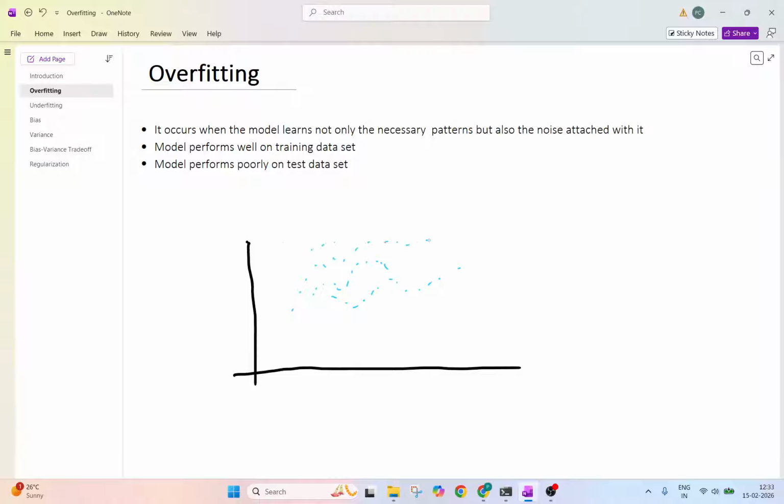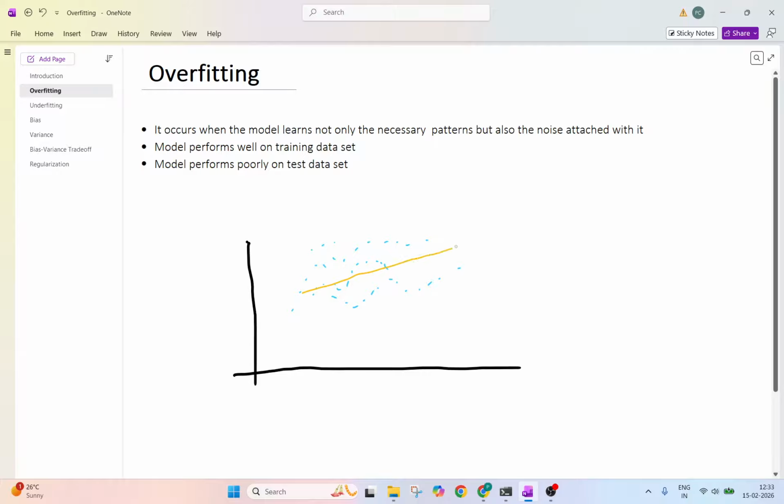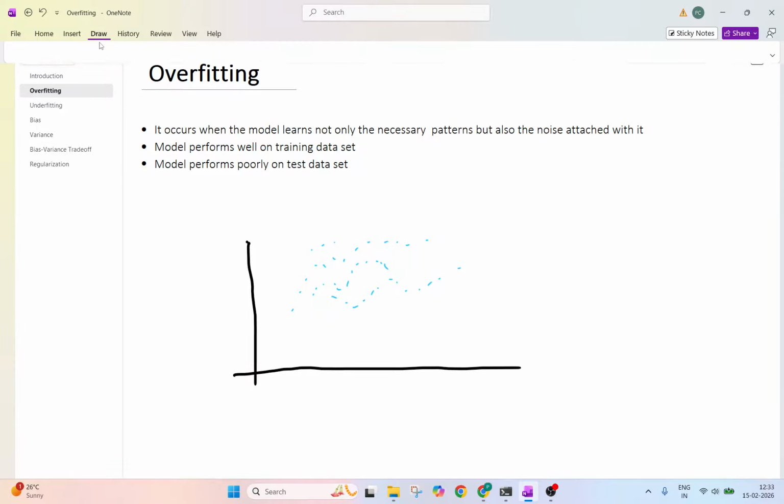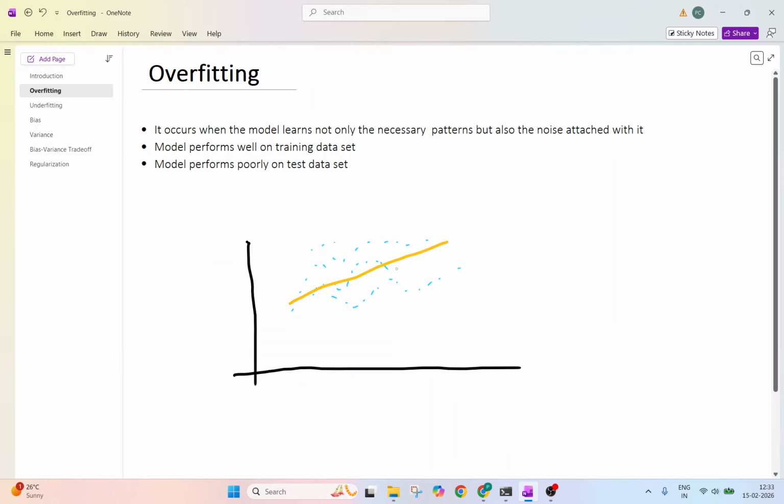Let's make it a bit more complex. Now we have already learned about linear regression, right? What would be the best fit line? Something like this, maybe, right? Let me just make it a bit thicker. Something like this might be a linear regression line, or the best fit line.